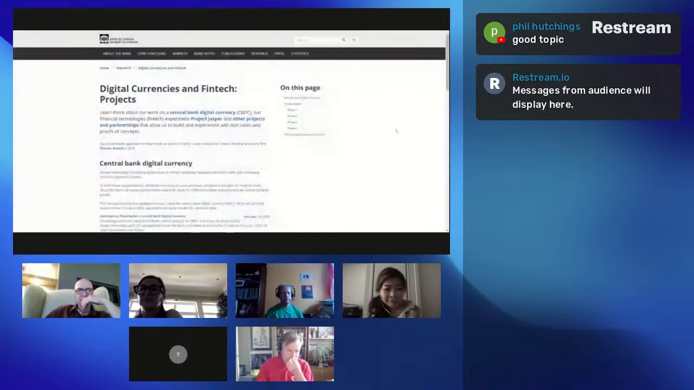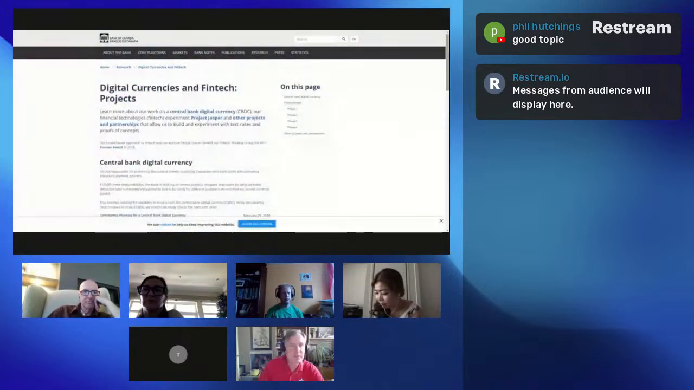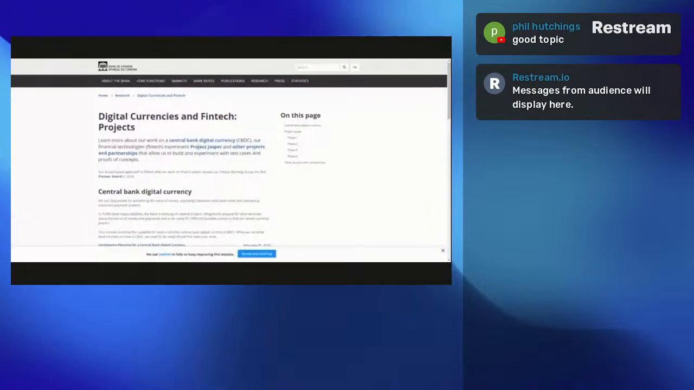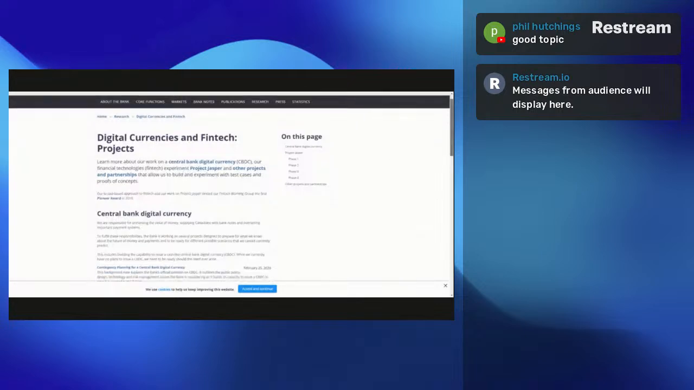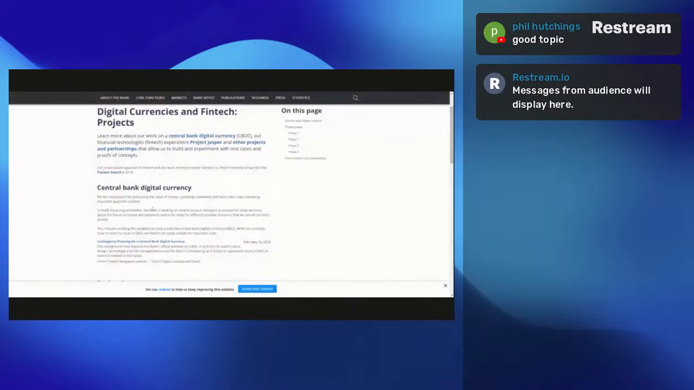I'm going to look at the central bank now of Canada. It's not the bank of the people. It's part of the central banking cartel, the central banking system. So here's the Bank of Canada. They're quite forthright about this. They have it right on their website. They're talking about the central bank digital currency. They're claiming it's about preserving the value of money, supplying Canadians with banknotes, overseeing the important payment systems.